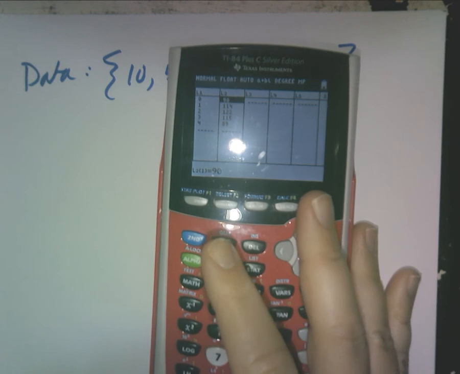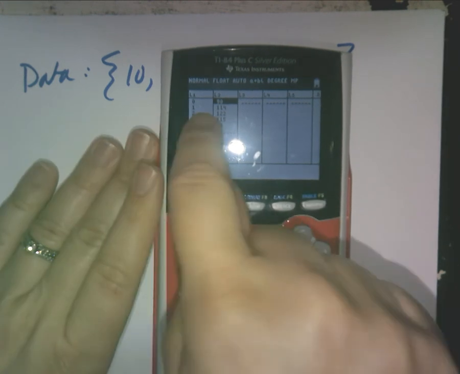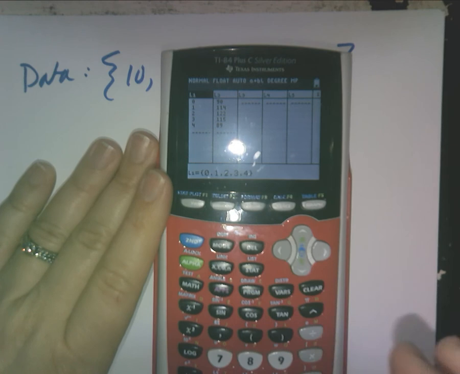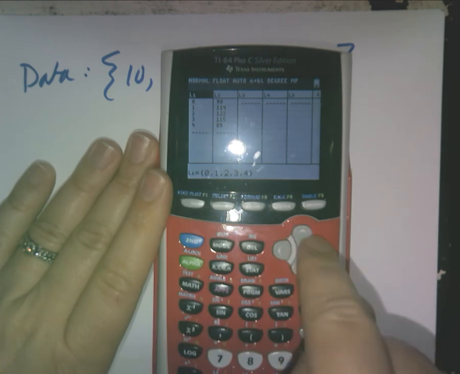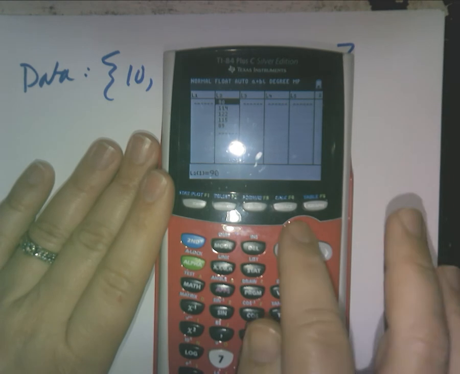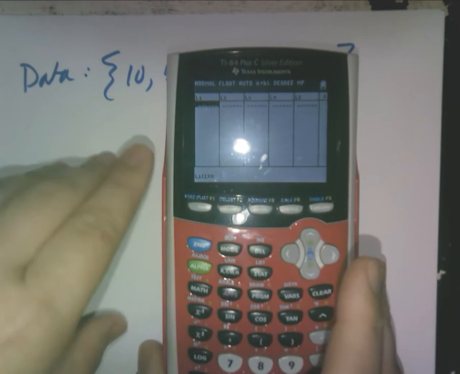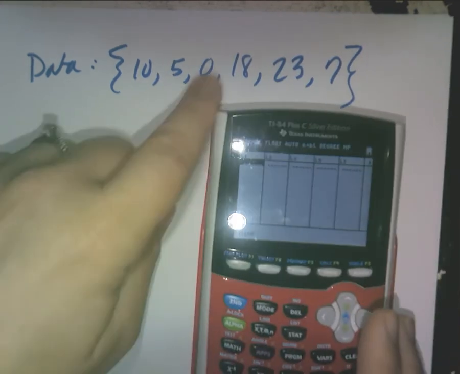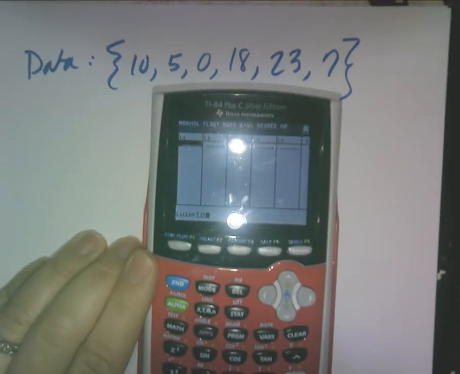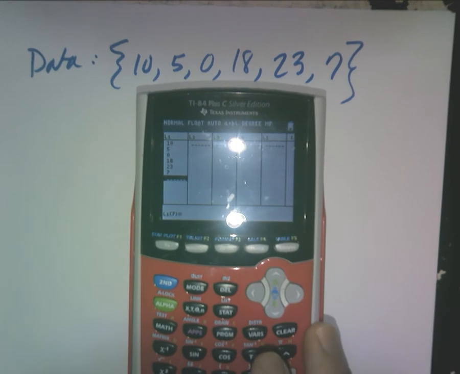I need to clear that from your memory, so just let me know if your calculator says that in a minute. But if you have stuff in your list, which if you had pre-calc last year, you probably do, you arrow up to L1, hit clear, enter, and it clears the whole list. Go up, clear, enter. Okay. Now, in list 1, I'm going to enter these numbers right here, just as they are. So 10, enter, 5, enter, 0, enter, 23, and 7.